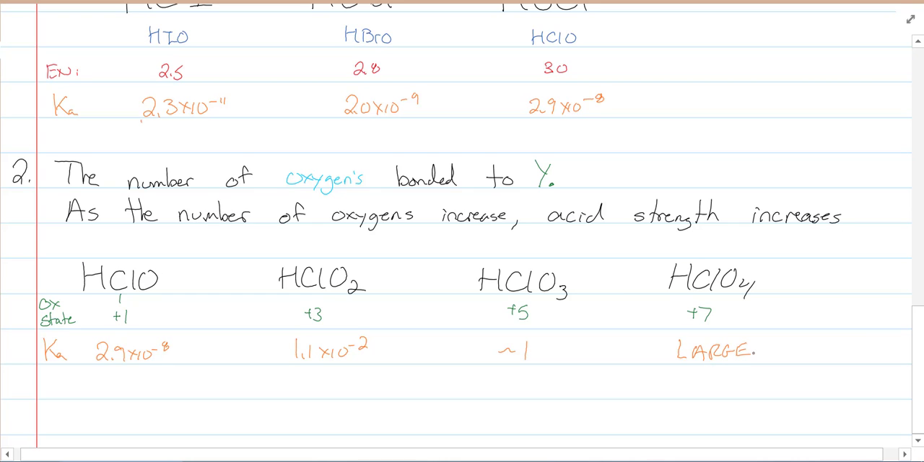Large Ka. Probably around 10 to the 9th, just so you know. So that's the factors that affect strength.